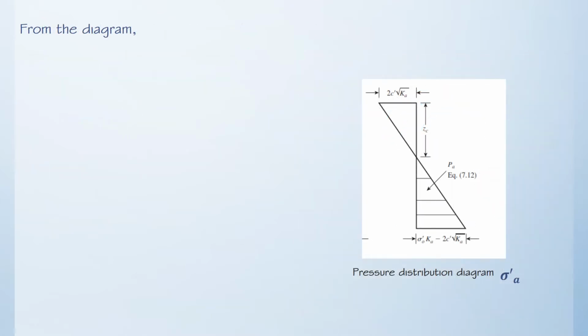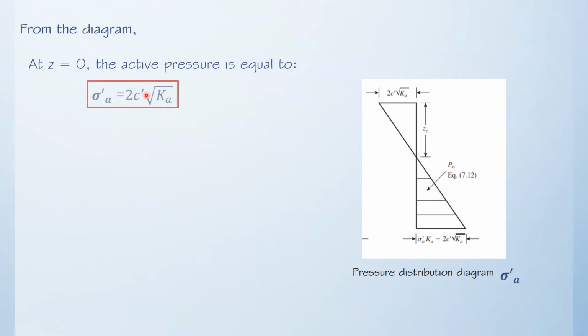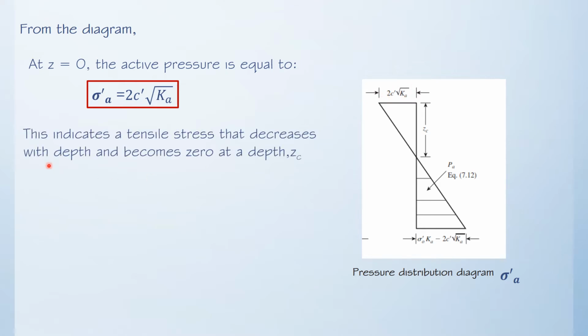And from the diagram, we have here the diagram for Rankine's earth pressure. And notice that when z is equal to 0, we have a value for Rankine's active earth pressure that is given by 2c prime multiplied by the square root of the coefficient of active pressure, or this value on this part. So this indicates a tensile stress that decreases with depth and becomes 0 at a depth of zc.